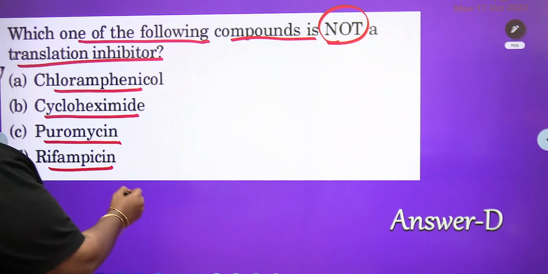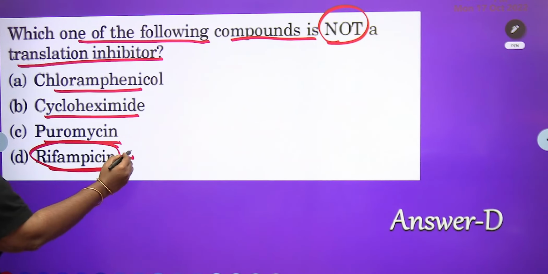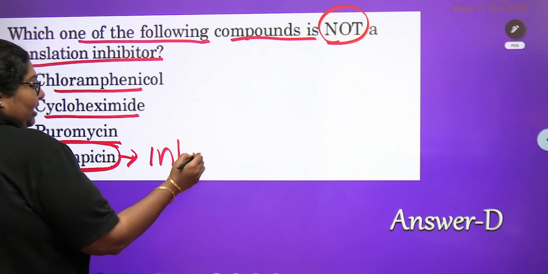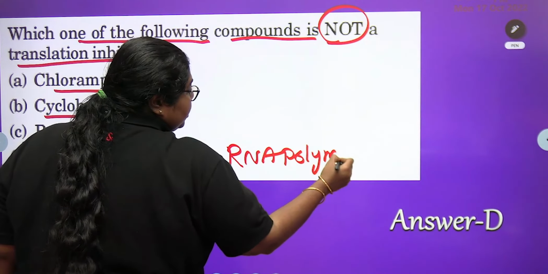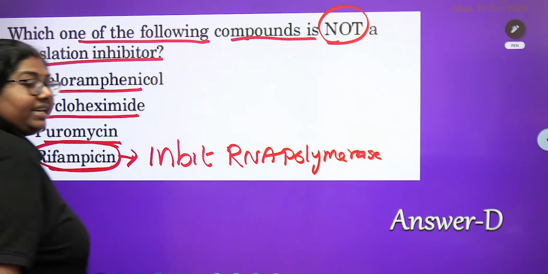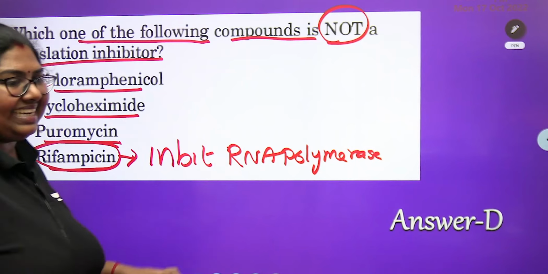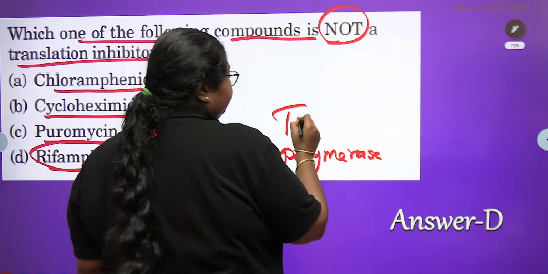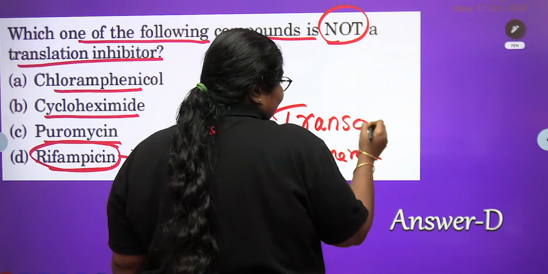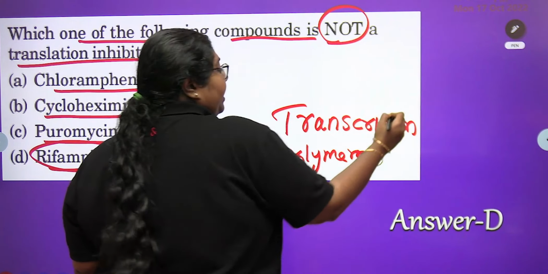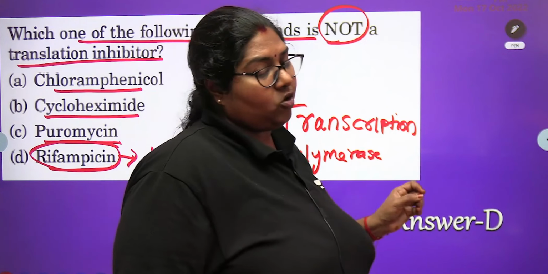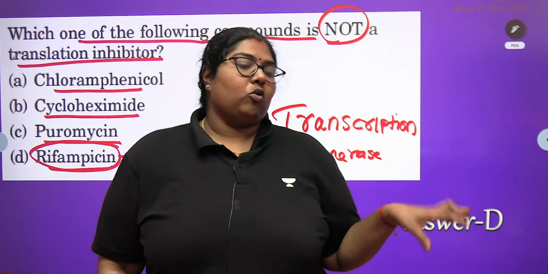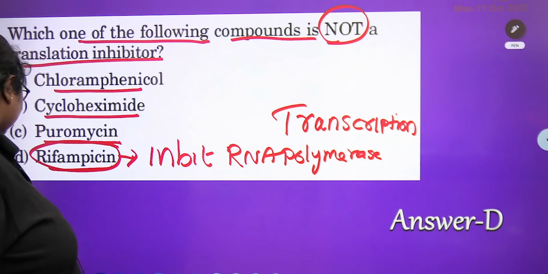The moment you see rifampicin, it is going to inhibit your RNA polymerases. If it inhibits your RNA polymerase, definitely it is not coming under translation. This is coming under transcription. That is why this is the odd one out. Such questions you can easily pick out, because all the others are involved with protein synthesis. Only one outlier is going to be with transcription, and it is rifampicin. Got it? So this is all clear.